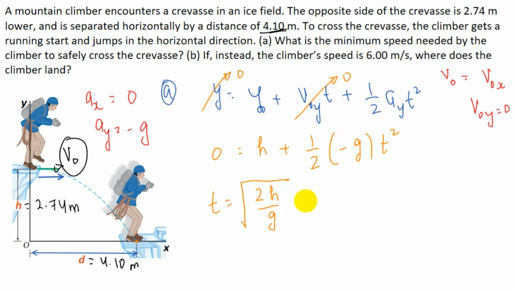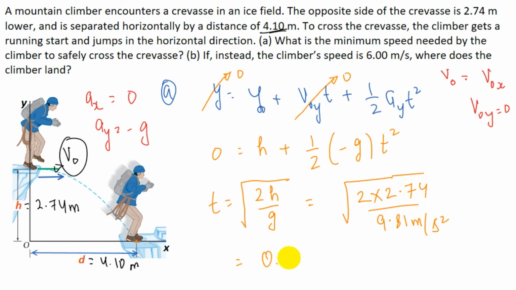We can put in the values. Under root 2 times h, we have 2.74, divided by g, which is 9.81 meter per second squared, and on further solving we'll get 0.747 seconds.